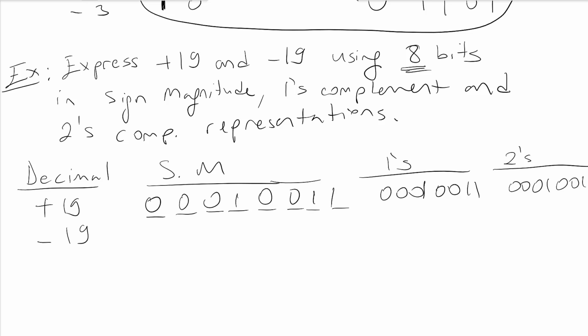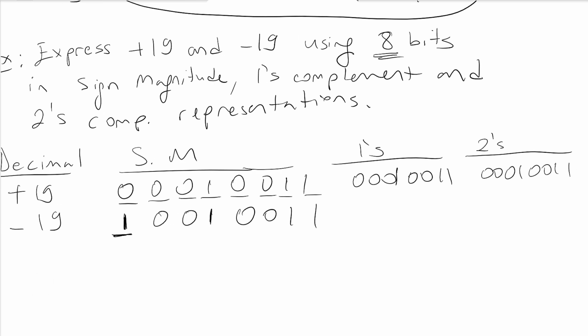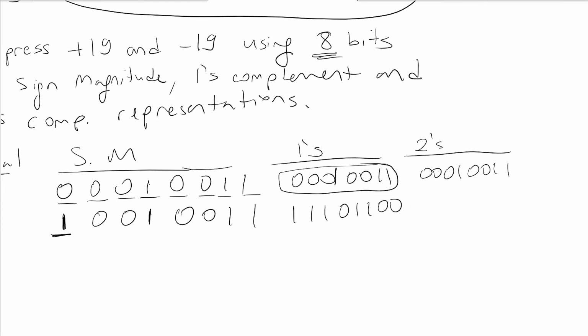And then let's look at minus 19. So in sign magnitude, I know this is my sign bit, this is 1, but the magnitude is 19. So this is in sign magnitude representation. In ones complement, I look at the positive. So this is my positive 19, and negative 19 is, I just invert all the bits. And in twos complement, I look at the positive and then invert all the bits and add 1 to it. So I will have 1 1 1 0 1 1 0 1.